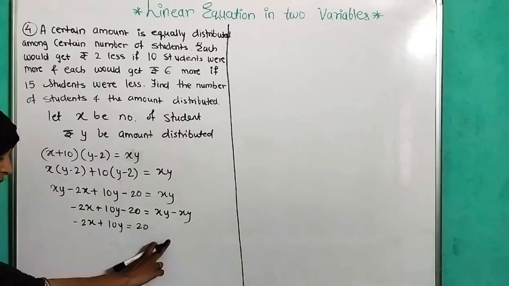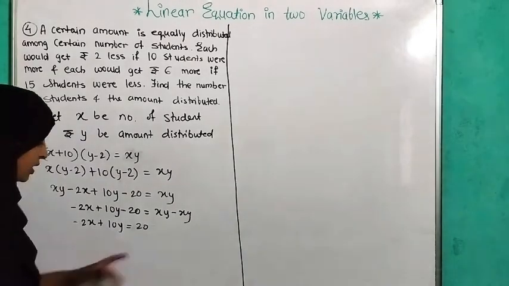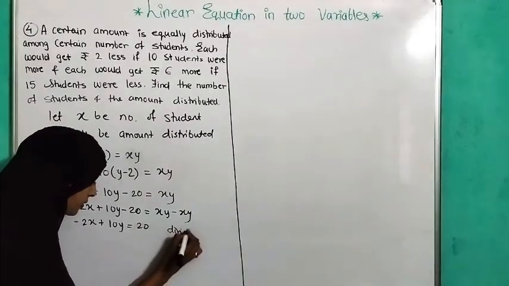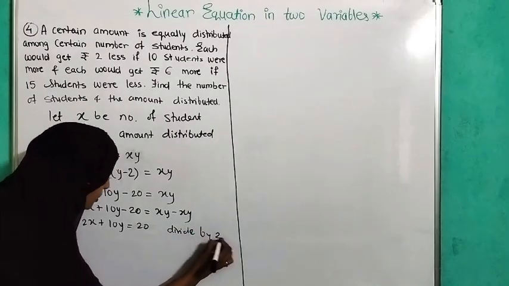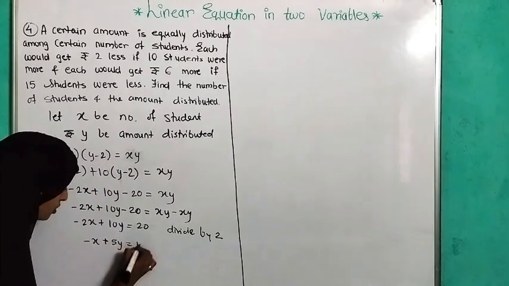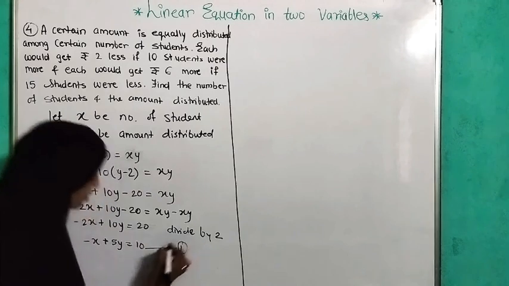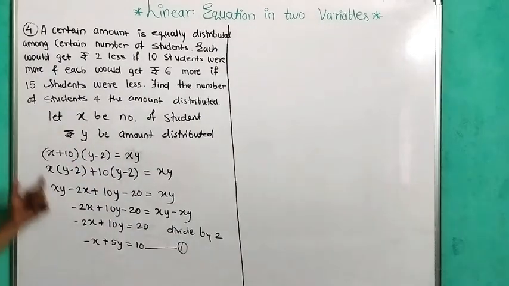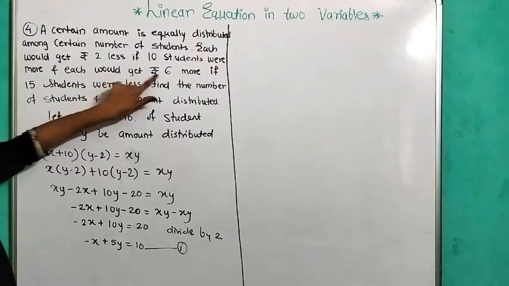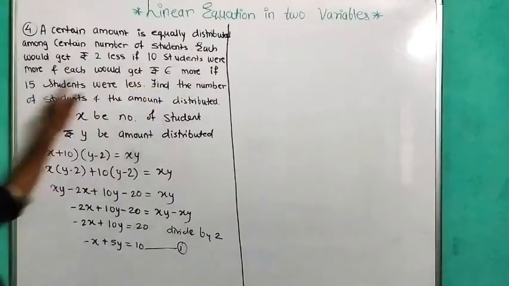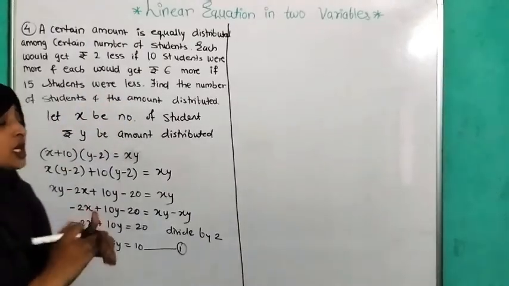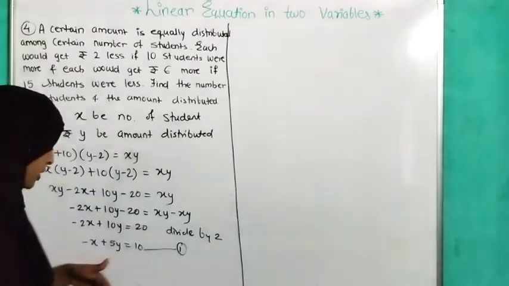If we are going to divide this equation by 2, then we get a simple equation. If we divide by 2, then minus x plus 5y is equals to 10. This is equation number 1. Now, according to the second condition, each will get rupees 6 more if 15 students were less. 15 students were less, then each will get 6 rupees more.